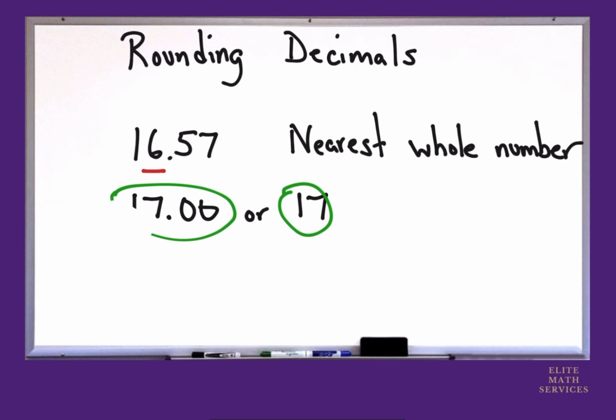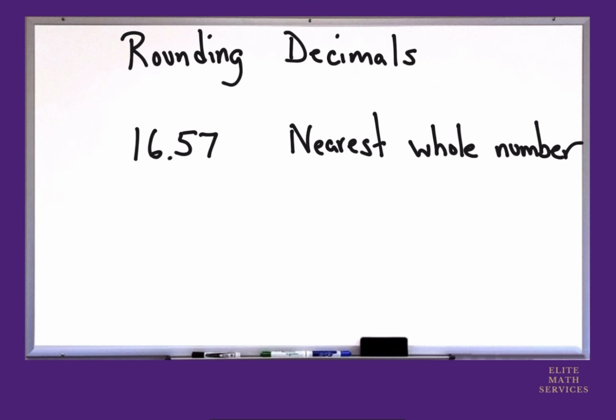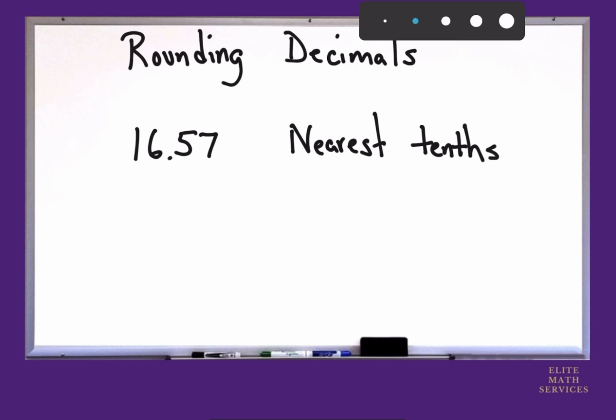So now we're going to do one more example. We're going to round to the nearest tenth. So the first thing we must do is underline the number in the tenths place, which is our 5. Second rule is we use our neighbor to the right, which is number 7. The number is 5 or higher. Our number jumps up by 1.